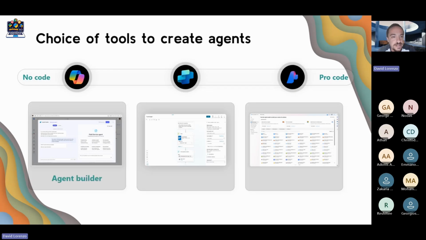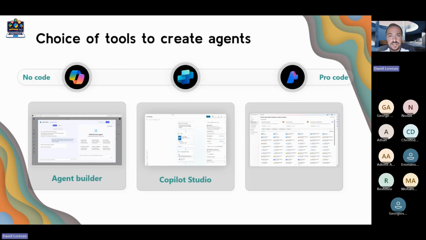We have an agent builder in Microsoft 365 Copilot, in which we can create agents using natural language. We describe what we want to do, and the agent builder will create the agent for us. So that's the no-code version. Of course, we have fewer features and less flexibility, but we create agents more quickly than if we use Copilot Studio or Azure AI Foundry.